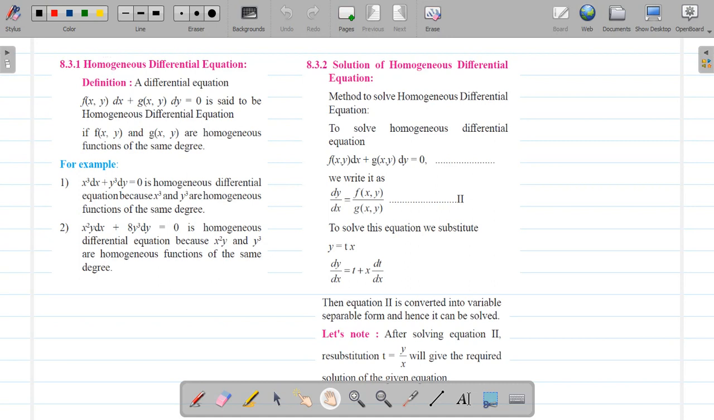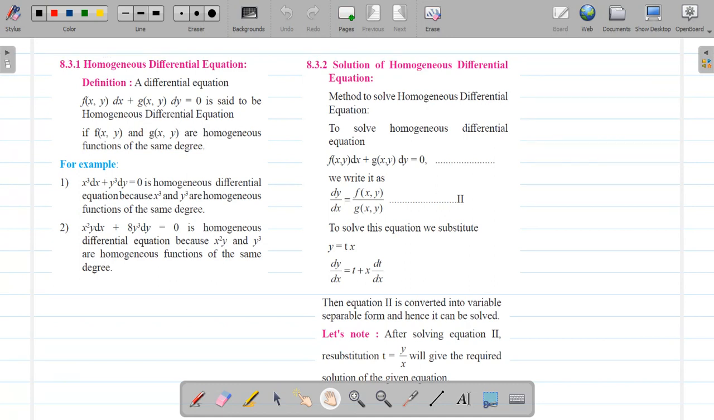A differential equation f of x comma y dx plus g of x comma y dy is equal to 0 is said to be a homogeneous differential equation if f of x y and g of x y are homogeneous functions of the same degree.